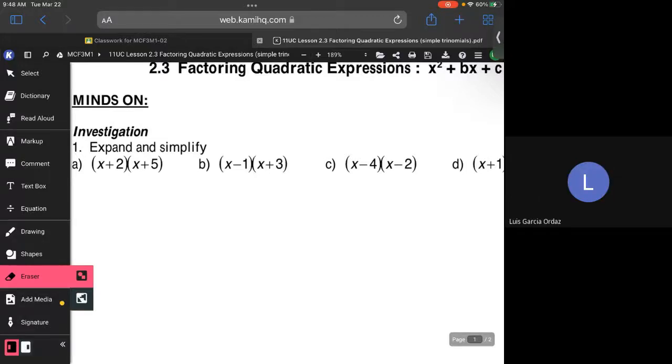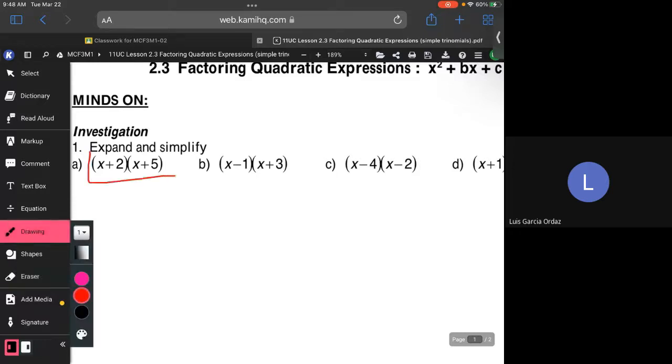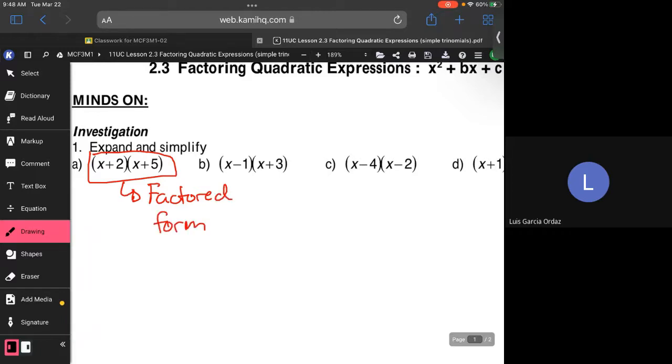So what we're going to do first is start off with some basic FOILing. This is what we call factored form, this one right here. It's already factored, so we're already in factored form over here. In order for us to get from factored form to expanded form, we need to FOIL.